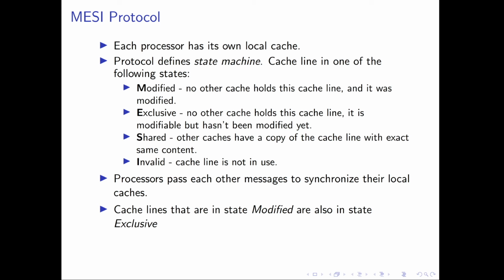Exclusive is about the same state, but the cache line isn't modified. There's one processor that has exclusive access to that cache line, but it's not modified yet. Cache lines can also be in shared state, and shared state indicates that there are multiple processors that have a copy of that cache line. And shared state also implies that the data item wasn't modified. Invalid means that the cache line is just not used. And the protocol is implemented by having the processors passing messages to each other and synchronizing the state of their local cache line.